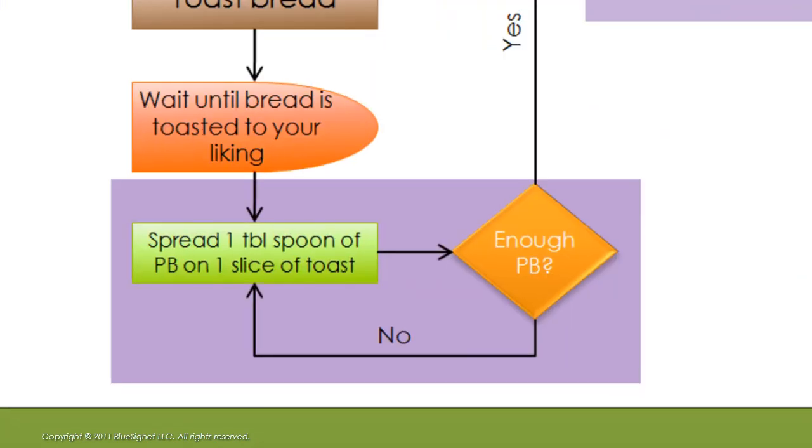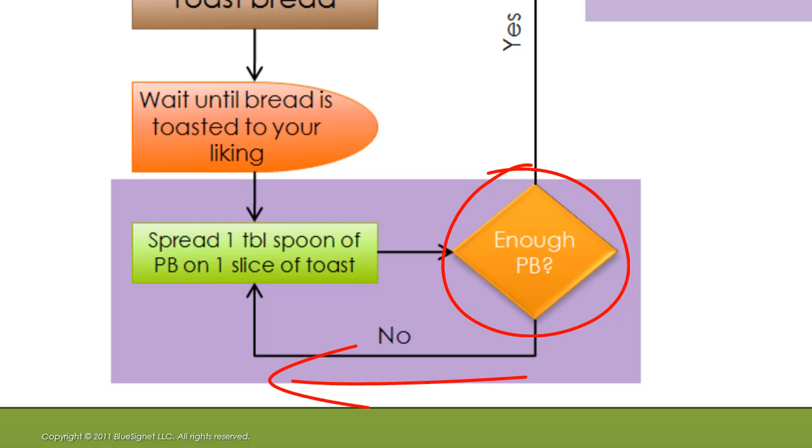Brian, explain. So once we get into this, you'll see this purple block on the bottom left. And this is our loop condition. So once we've waited for the bread to be toasted, we now do the action of, so this is kind of a do while. So we do this action, spread a tablespoon of peanut butter on 1 slice of toast. Then we go to see if the condition is met. Do we have enough peanut butter?